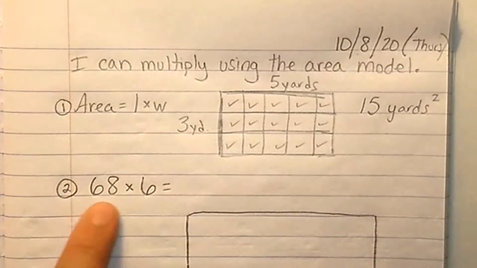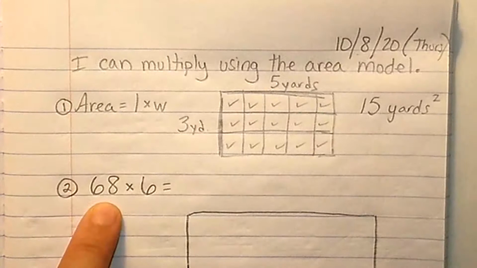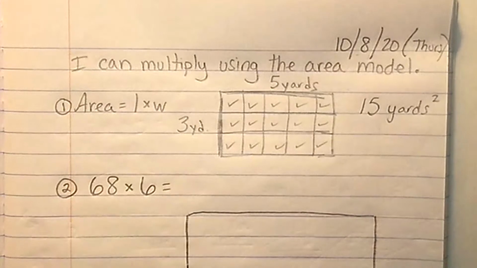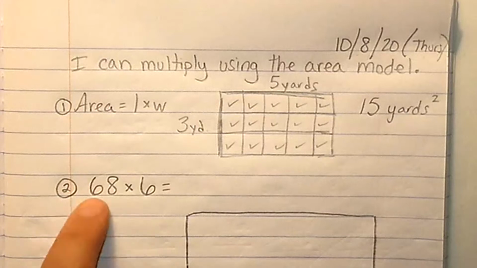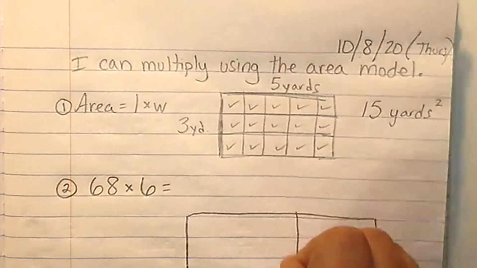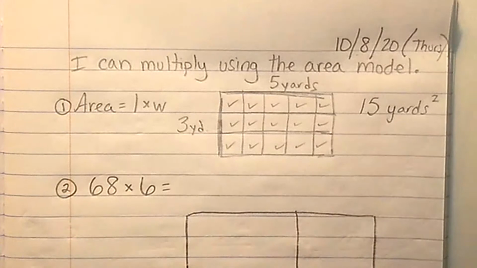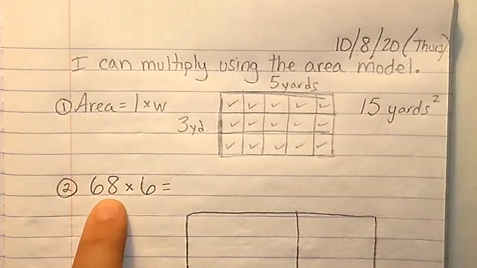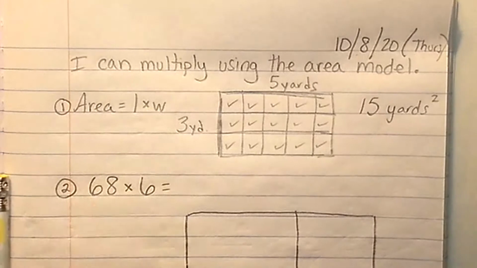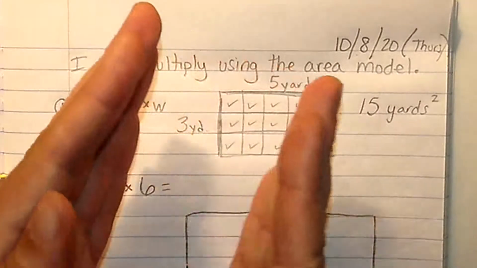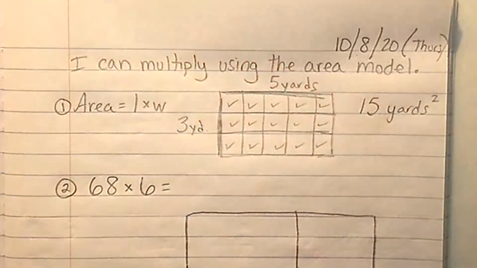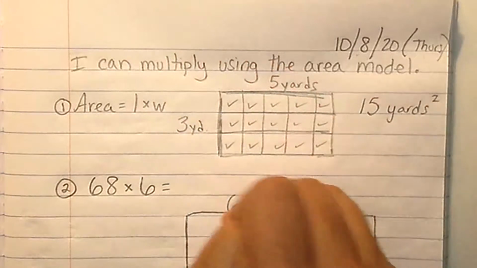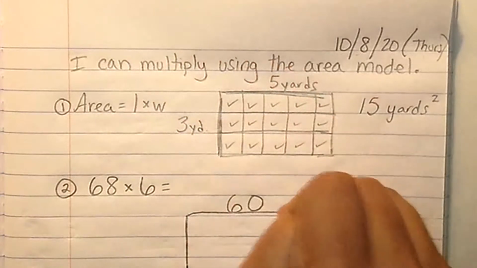If my biggest number is 2 digits, then I need 2 boxes. If my biggest number was 3 digits, I would need 3 boxes. If it was 4 digits, I'd need 4 boxes. But this is only 2 digits, so I need 2 boxes. I'm going to make the first box a little bit bigger than the second box. My number is 68. So let's take 68 and stretch it out. 68 means 60 plus 8.